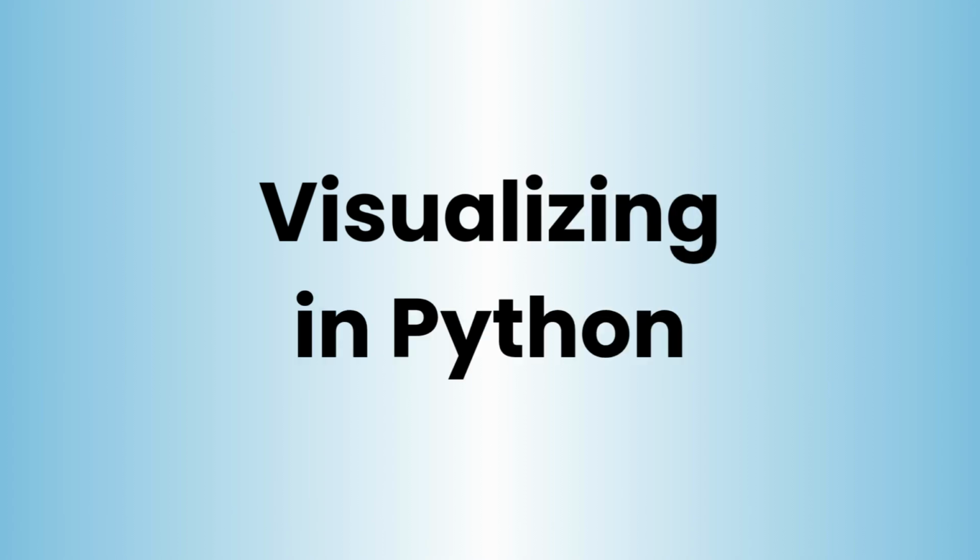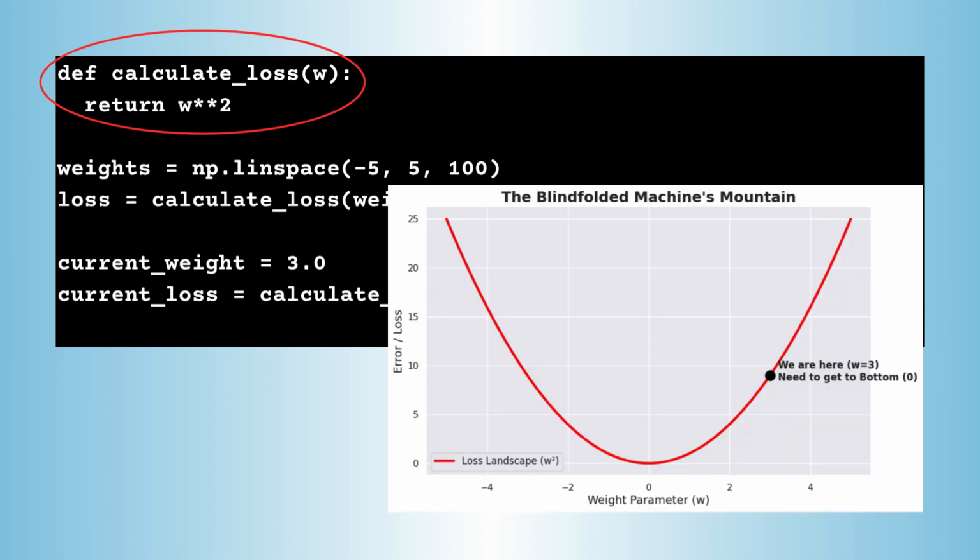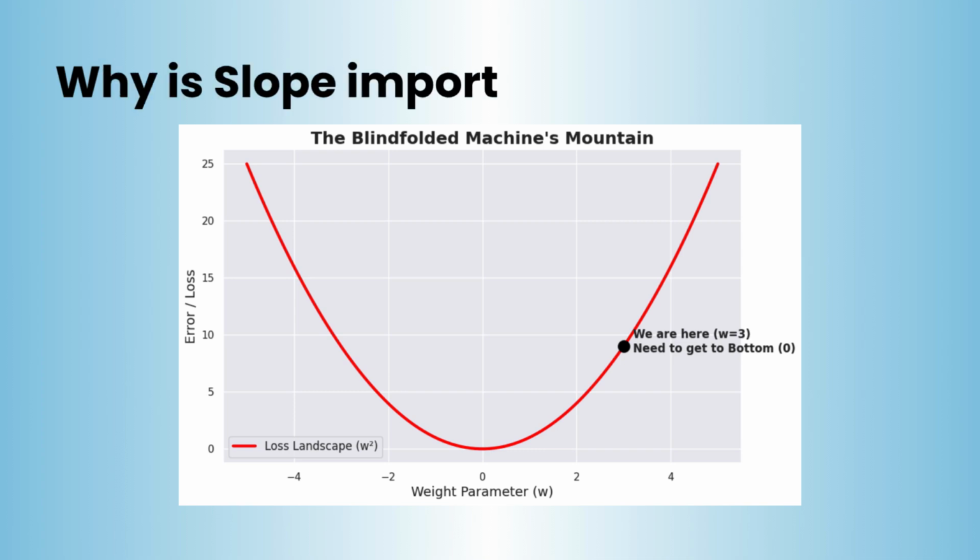We are going to build the simplest error landscape possible, a curve where the loss is just the square of the weight. If we take a look at this plot, we are currently sitting high up on the hill at a weight parameter of 3. We want to get to the bottom, which is 0. Why do we care about the slope? Because the slope tells you the angle of the ground beneath your feet. If the slope is a positive number, the hill is going up to your right. If the slope is negative, it's going up to your left. By calculating the slope, the machine knows exactly which direction to step to go down.